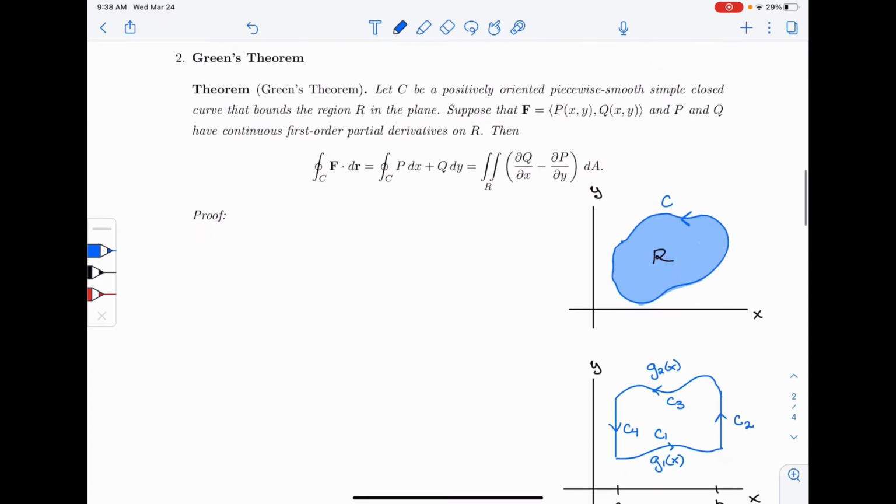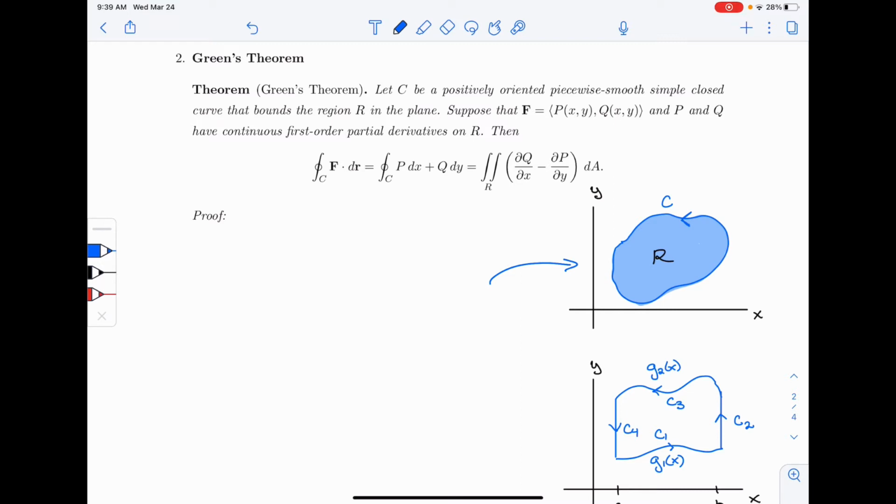Green's theorem says, let C be a positively oriented, piecewise smooth, simple closed curve that bounds a region R in the plane. So the picture that I want you to have is the picture here on the right, where C is positively oriented. It moves counterclockwise, and it is closed. It happens to be smooth here, and it bounds a region R in the plane. So C is like the boundary, R is the interior.